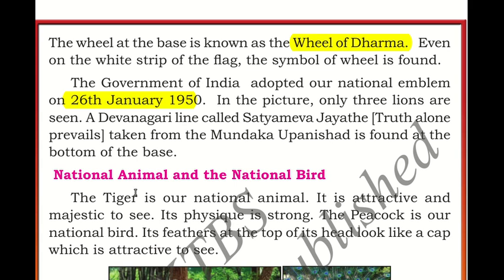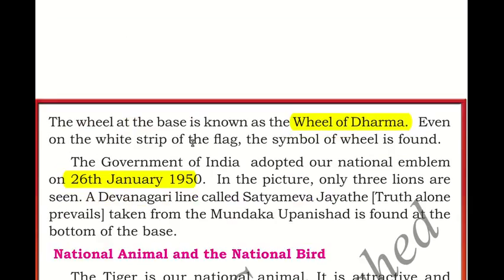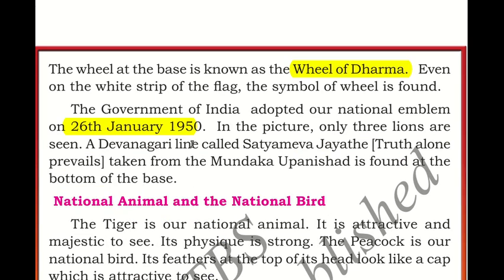So here we have the entire description of the national emblem. Along with what we have taken from the Ashoka pillar at Saranath, there is an additional engraving of the Devanagari script called Satyameva Jayate. So the Devanagari script is just the script in which you write Sanskrit or Hindi. That is called the Devanagari script.